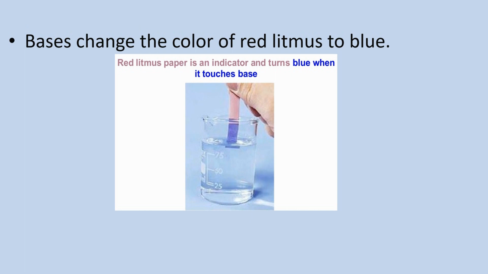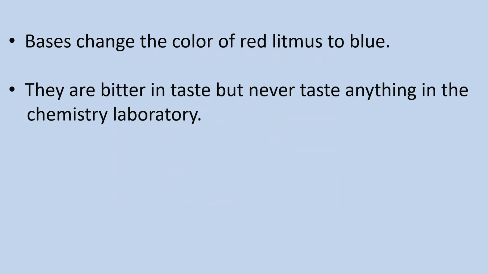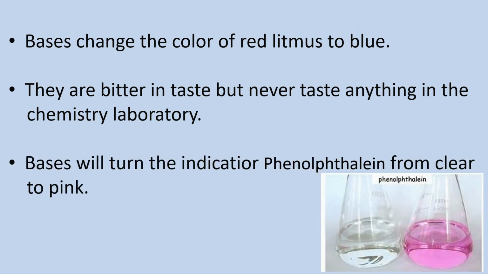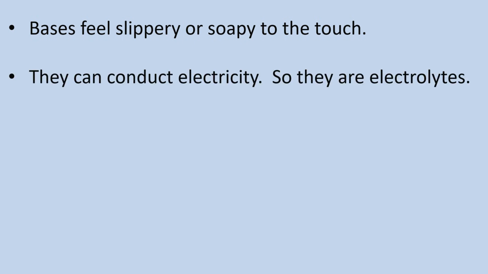Bases change the color of red litmus paper to blue. They are bitter in taste, but never, ever, ever taste anything in a chemistry laboratory. Bases will turn the indicator of phenolphthalein from clear to pink. Bases feel slippery or soapy to the touch, and they can conduct electricity, so they're also called electrolytes.